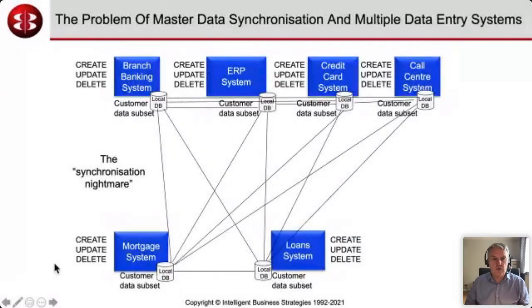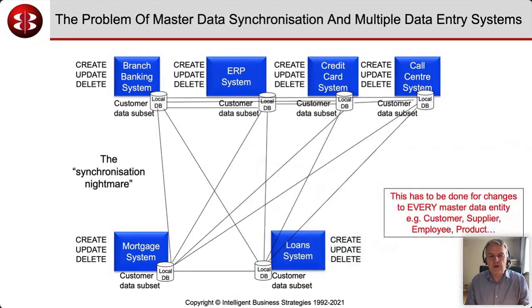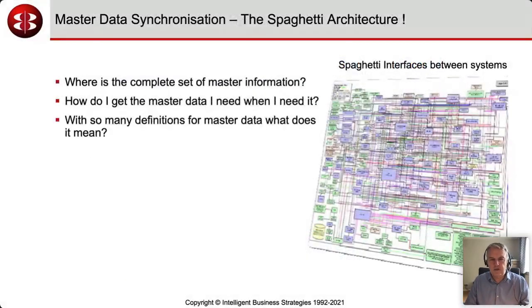And of course, if you do make changes to any particular application's local database on master data, you should be telling all of the other systems that need to know about it. But then again, if I update one system, I have to tell everything else. If I update a different system, I have to tell everyone else. And that has to be done for every single master data entity. And if I add another application on here, even more data flows have to occur just to keep data synchronized, to the point that you get spaghetti architecture.